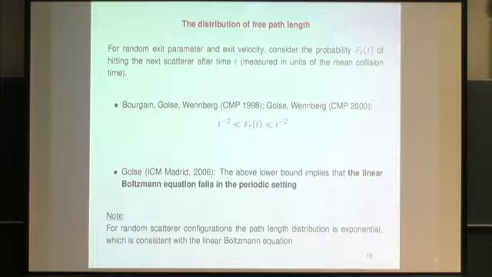Now, this is clearly different from the random scatterer configuration where the free path length distribution would be an exponential distribution.